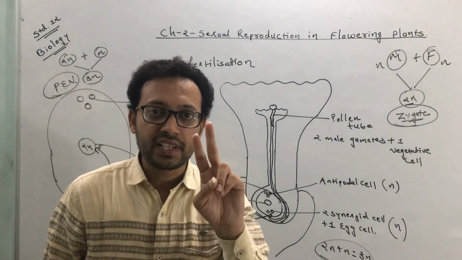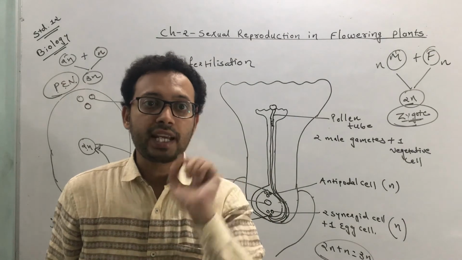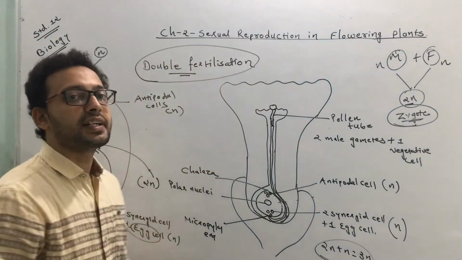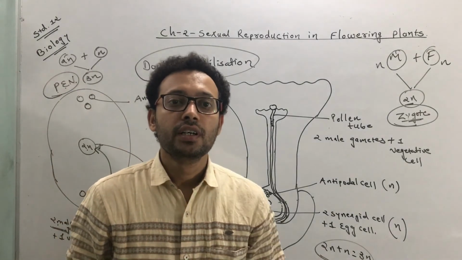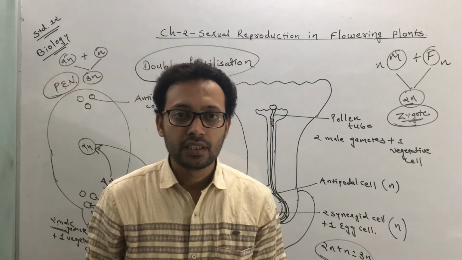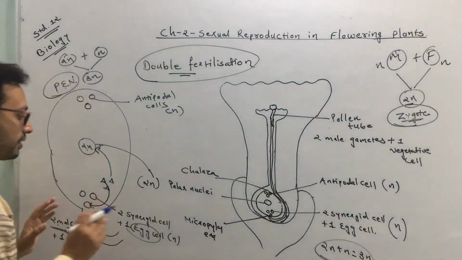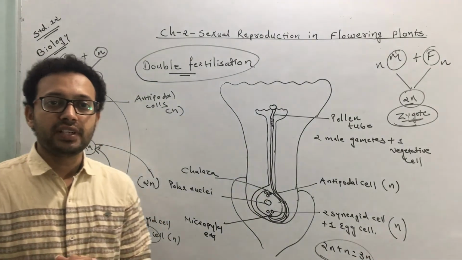So here the fertilization, fusion occurs 2 times. So that's why this is called double fertilization. What is it called? Double fertilization. Clear? So that is double fertilization. I again repeat why it is called double fertilization.